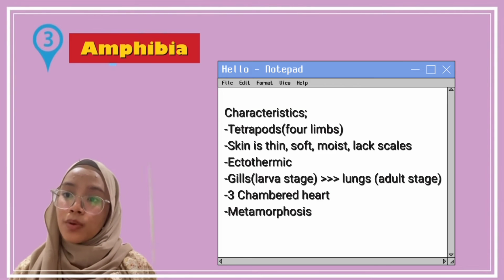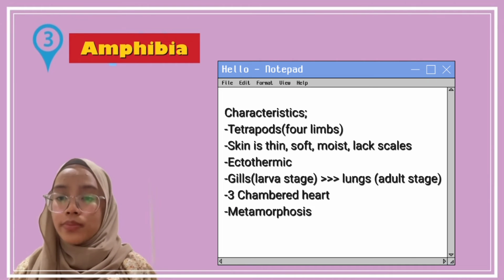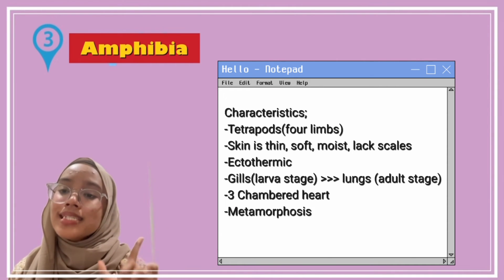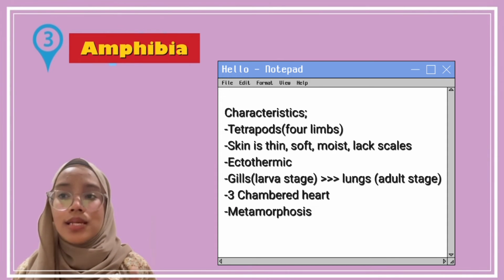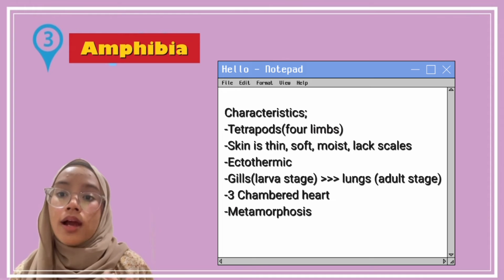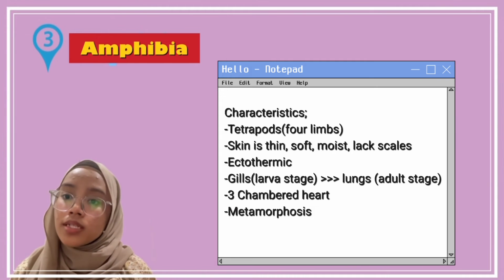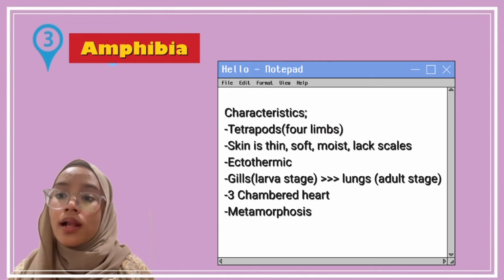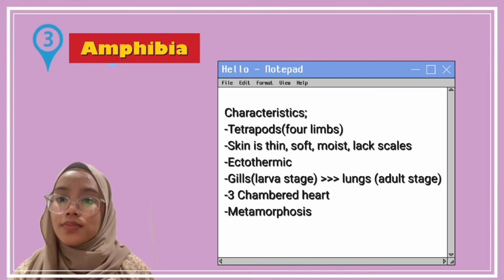Amphibians are tetrapods, which means they are able to move on land because they have 4 limbs. Second of all, their skin is thin, soft, moist, and lacks scales, except in caecilians. Third, amphibians are ectothermic, which means they are cold-blooded animals. Fourth, at first they use gills in their larval stage, and when they get older, these are replaced by lungs.